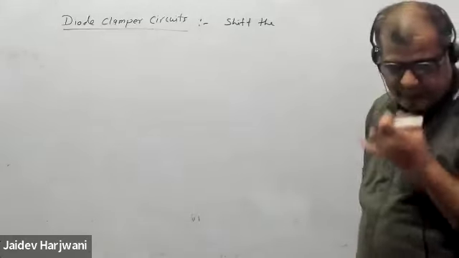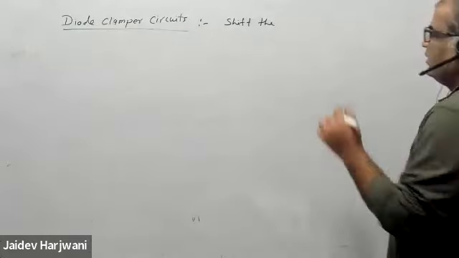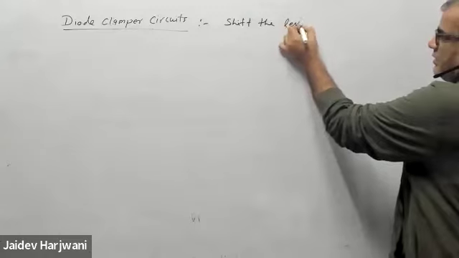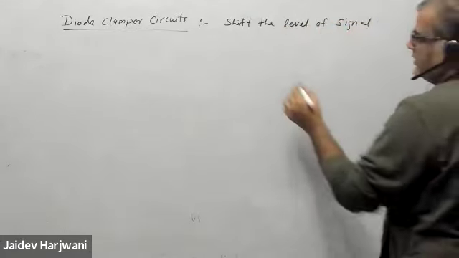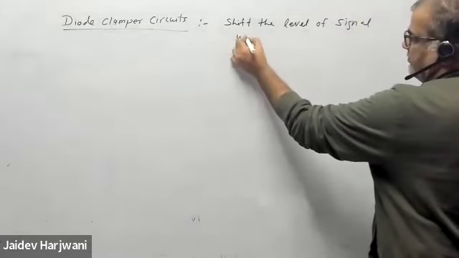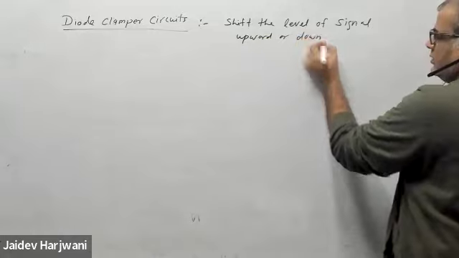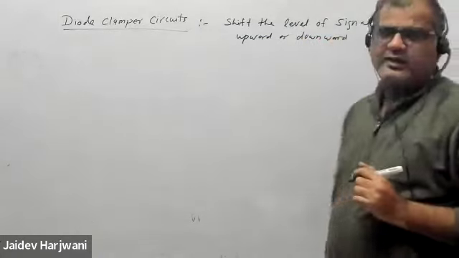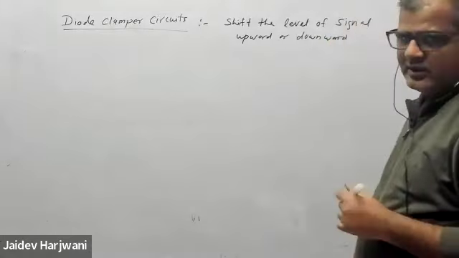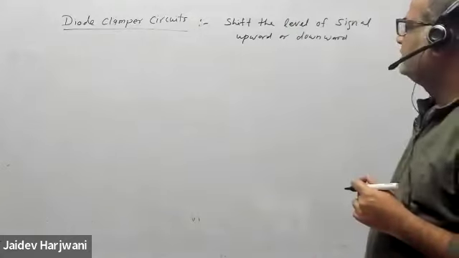So your diode clamper circuit will shift the level of signal, either upward or downward. So it will not distort the signal like in a clipper circuit. Clipper circuits clip some portions. So it will not clip. It will only shift the level of the signal.